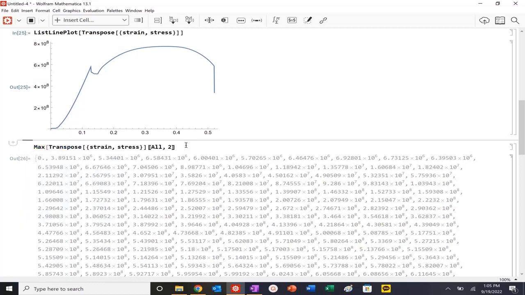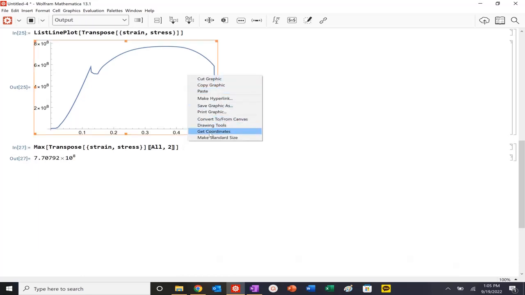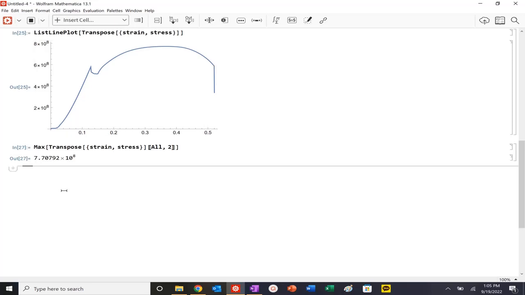So it looks like there was some initial lack of a pull there. But we can start to measure some values. So that is my ultimate tensile stress. This is going to be my stress at failure, my strain at failure.